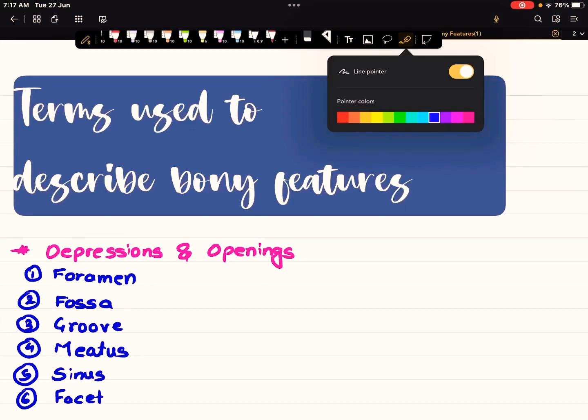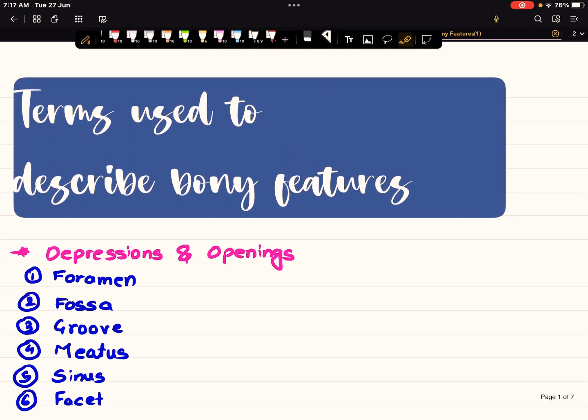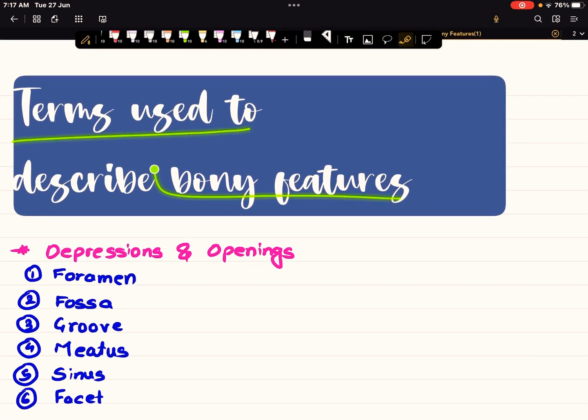Everyone, welcome back to Medical Digest, and in today's video we are going to talk about the topic terms used to describe bony features. This forms the introductory part of orthopedics as well, because if we understand the different anatomical terminologies used to describe the bony features, it makes it quite easy for us to understand the clinical and applied aspects of it, right?